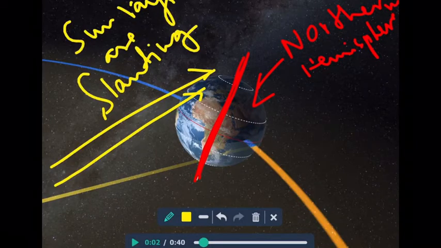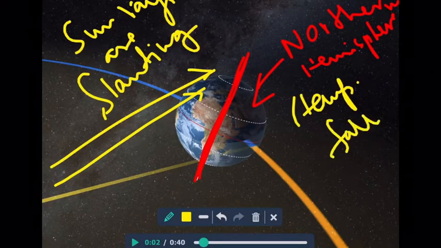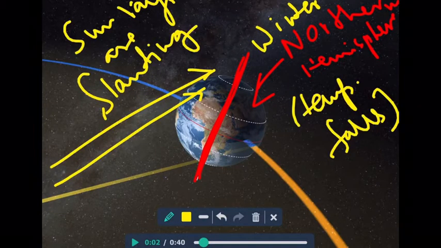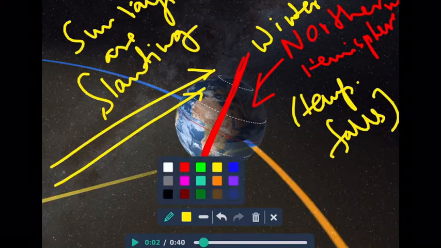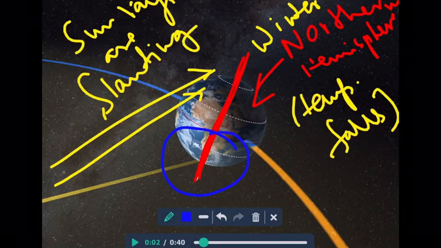So what happens? The temperature has to fall. And when the temperature falls, northern hemisphere has got what? Winter season. So in this path of blue line, after crossing the orange line on the orbit, the earth is entering into the line where the temperature falls in the northern hemisphere, and it is having winter season. However, the bottom portion, the southern hemisphere, it is towards the sun and it will be receiving direct sunlight, and southern hemisphere will be having summer season.